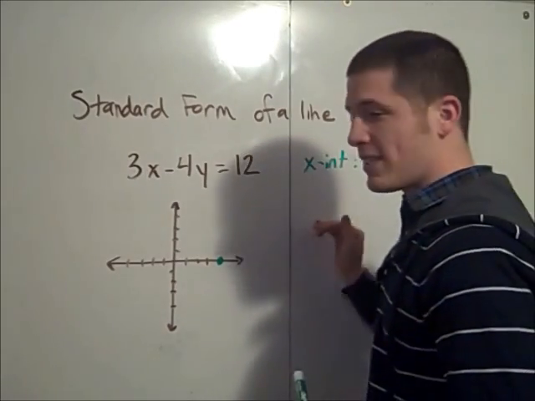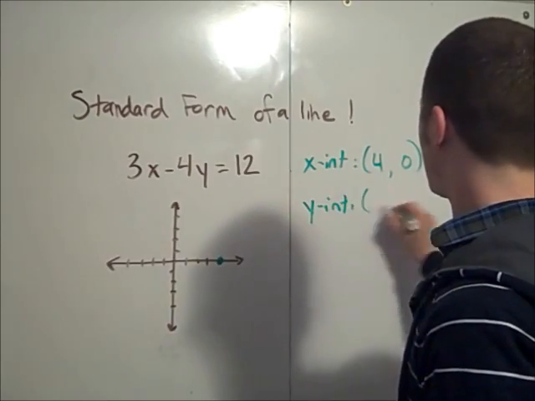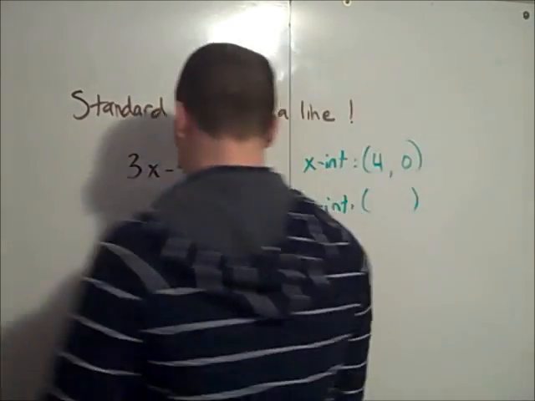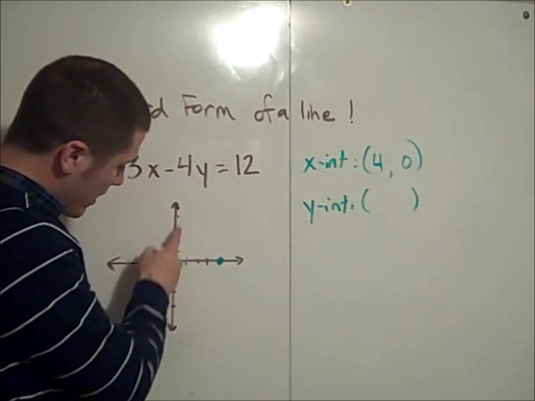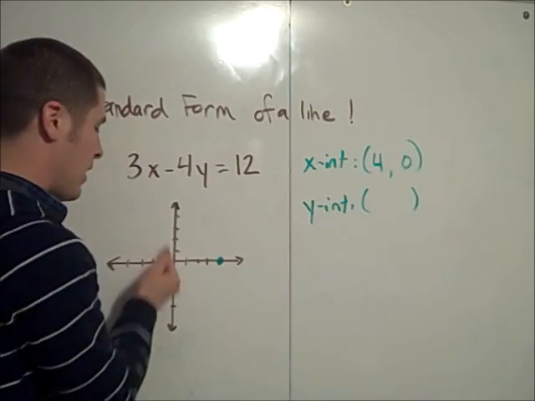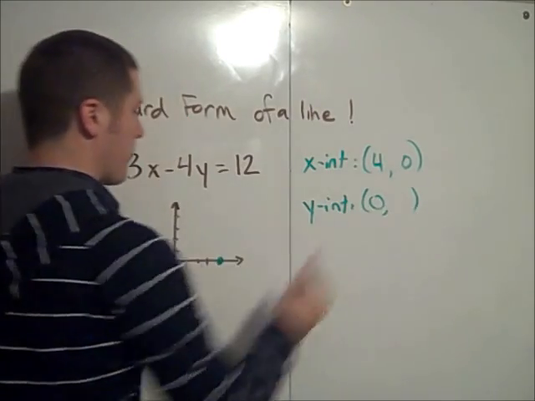We're going to do the same process to find the y-intercept. The y-intercept is the point on the graph that crosses the y-axis. You'll notice that the y-intercept has an x value of 0. The x value is not positive, the x value is not negative, the x value is 0. So we know that the y-intercept is 0 comma something.